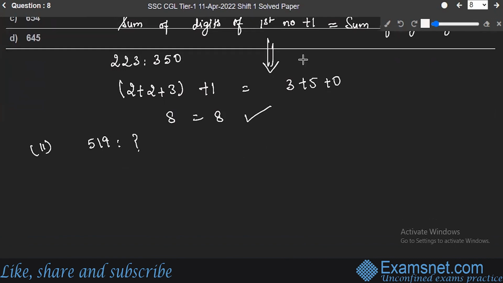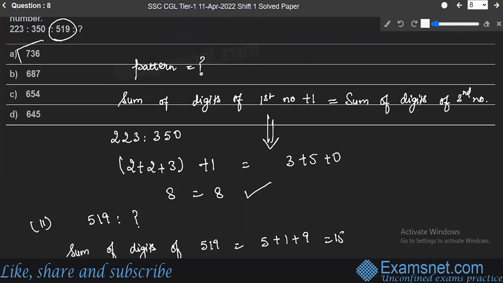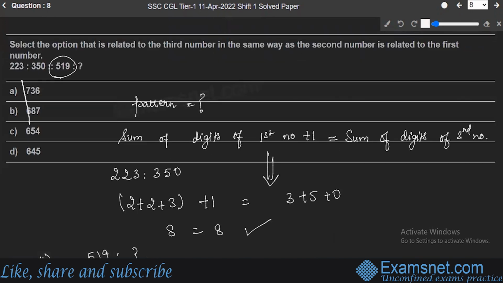This question mark you have to find out. So the sum of digits of 519 is equal to 5 plus 1 plus 9, that is equal to 15. If I'm adding plus 1 to this, it will be 15 plus 1, that will be equal to 16. So the next number will be, out of these options which are available, you have to check which one is having the sum as 16.